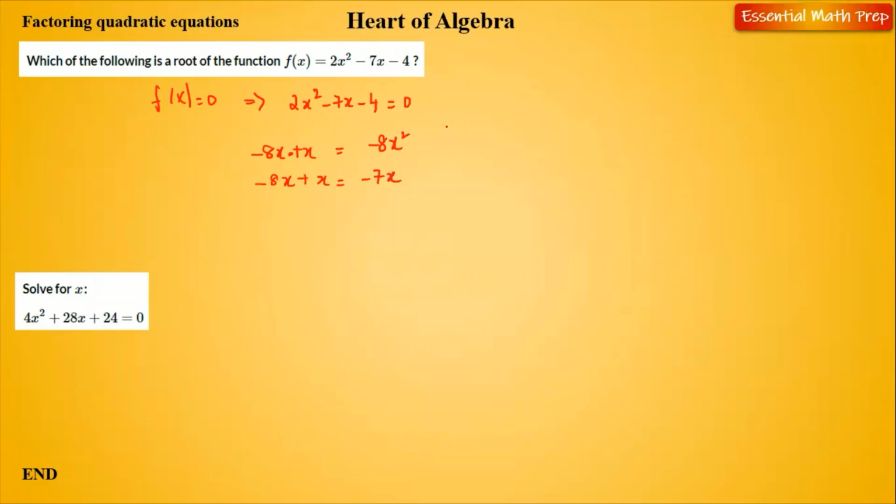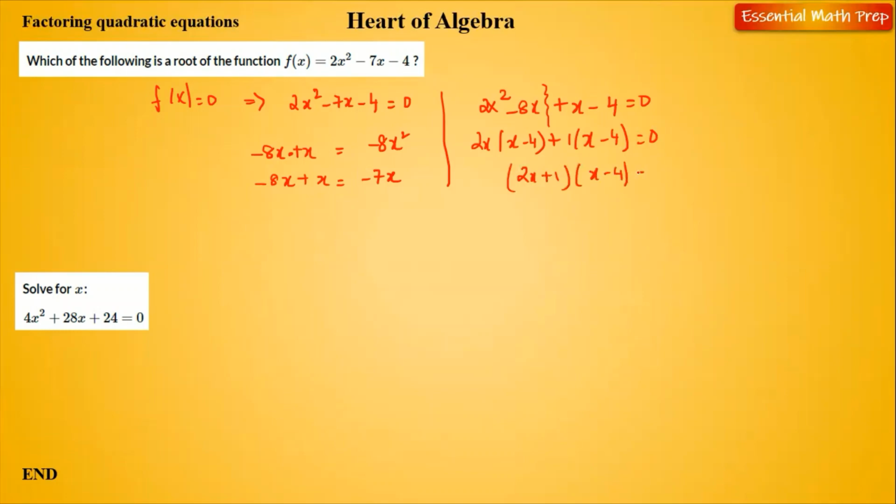So substitute negative 8x plus x in place of negative 7x in the above expression, which will give us 2x squared minus 8x plus x minus 4 equals 0. If we split this right here, then we get 2x times x minus 4 plus 1 as a common factor outside that equals 0. So 2x plus 1 times x minus 4 equals 0. So x equals negative 1/2 or plus 4. Easy, right? All right, let's look at the last problem.